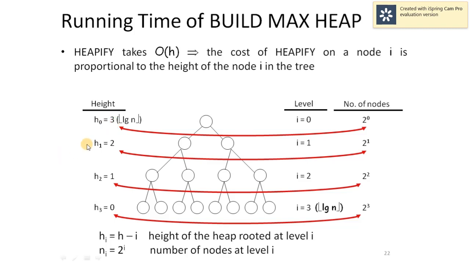When we talk about h1, that means level is equal to 1. Total height comes out to be 3. So I can write h1 equals 3 minus 1 is equal to 2. So this equation holds for all the heights and for all the level values. Similarly, if we talk about the total number of nodes which are present at any particular level, then we have already seen this relation as 2 to the power of the level number, that is i.